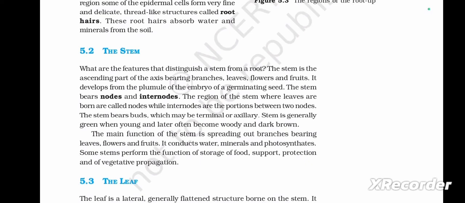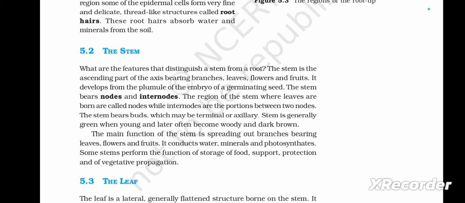The stem bears nodes and internodes. The region of the stem where leaves are born are called nodes, while internodes are the portions between two nodes. The stem bears buds which may be terminal or axillary. Stem is generally green when young and later often becomes woody and dark brown. The main function of the stem is spreading out branches bearing leaves, flowers and fruits.